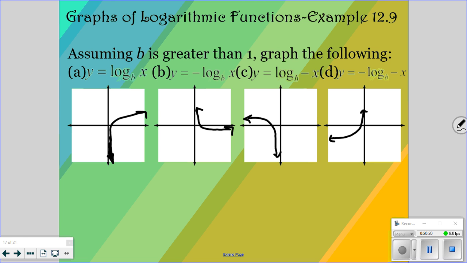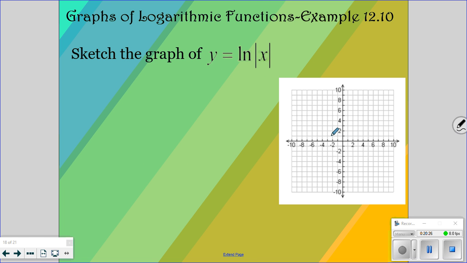So that's how you can kind of just know the basic shape of it just based on what it looks like. So now we're going to graph y equals the natural log of the absolute value of x. This one you can use your calculator for. So you can just plug in ln of absolute value of x.